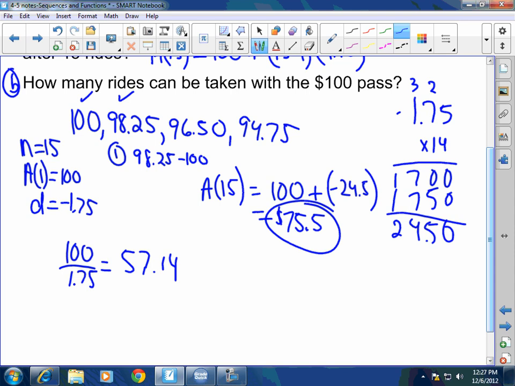Okay, for those of you who said 58, no. $100 gets you up to 57.1. So you actually got to round down on this one. So you could get exactly 57 rides. And then, yeah, you're going to have a couple cents left over. Yes. But you're not going to have enough change to pay for that 58th ride.